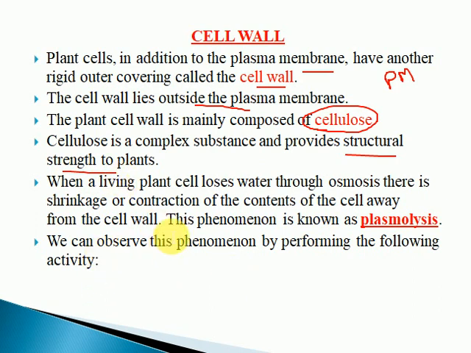When a living plant cell loses water through osmosis, there is shrinkage or contraction of the contents of the cell away from the cell wall. This is called plasmolysis. Now you try to understand plasmolysis first.